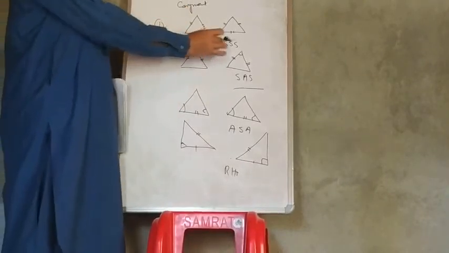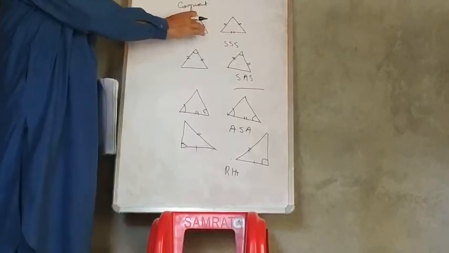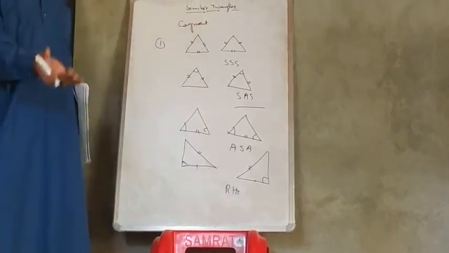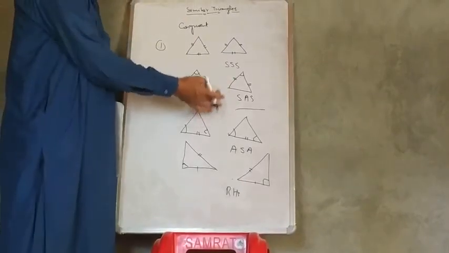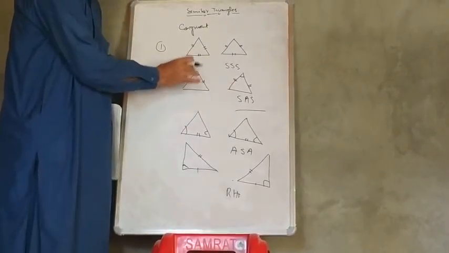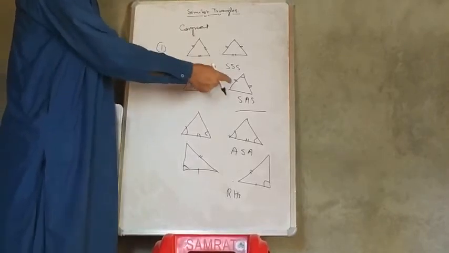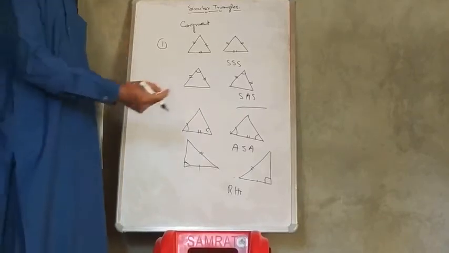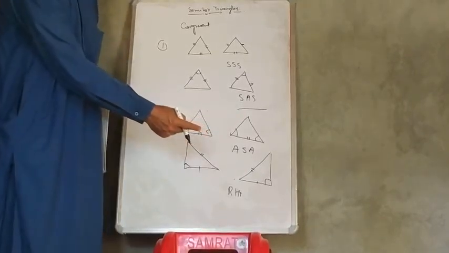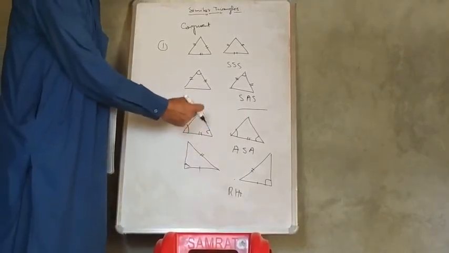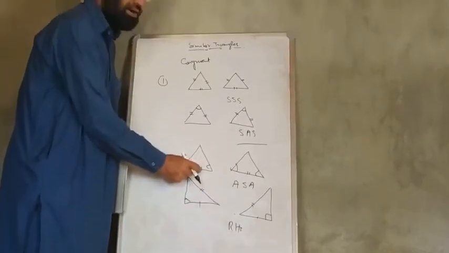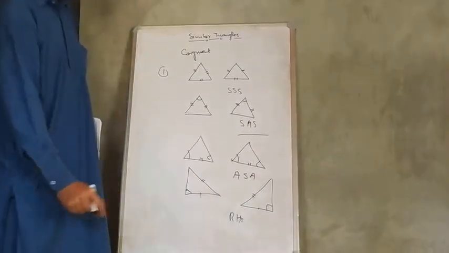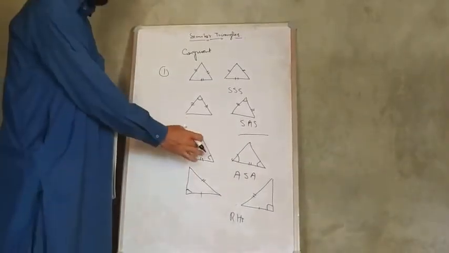First is SSS. When all the three sides of one triangle are respectively equal to the corresponding three sides of another triangle, then two triangles are said to be congruent. Second is SAS. When two sides and one angle of one triangle are respectively equal to the two sides and one angle of another triangle, then two triangles are said to be congruent. Third is ASA, or you can call it AAS congruency rule. When two angles and one side of one triangle are respectively equal to two angles and one side of another triangle, then two triangles are said to be congruent.